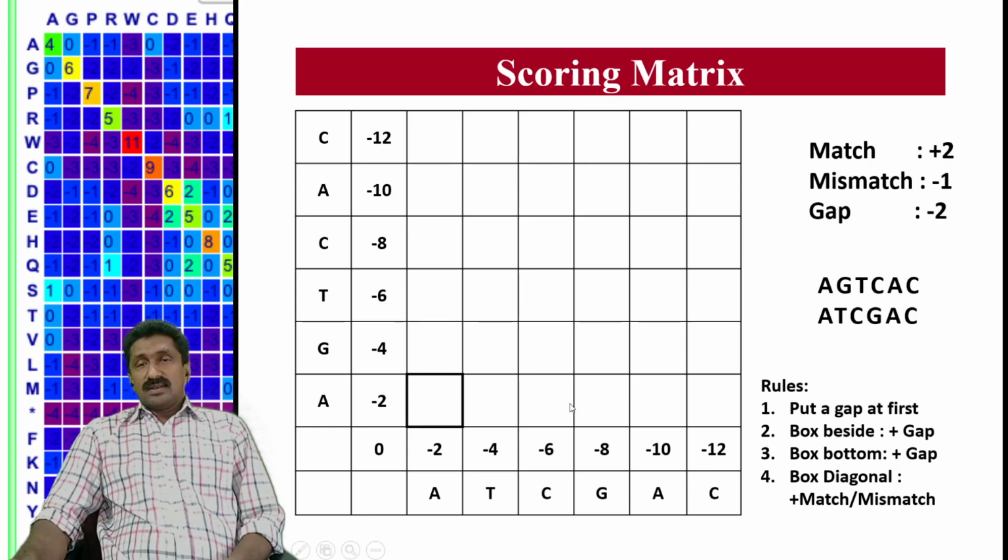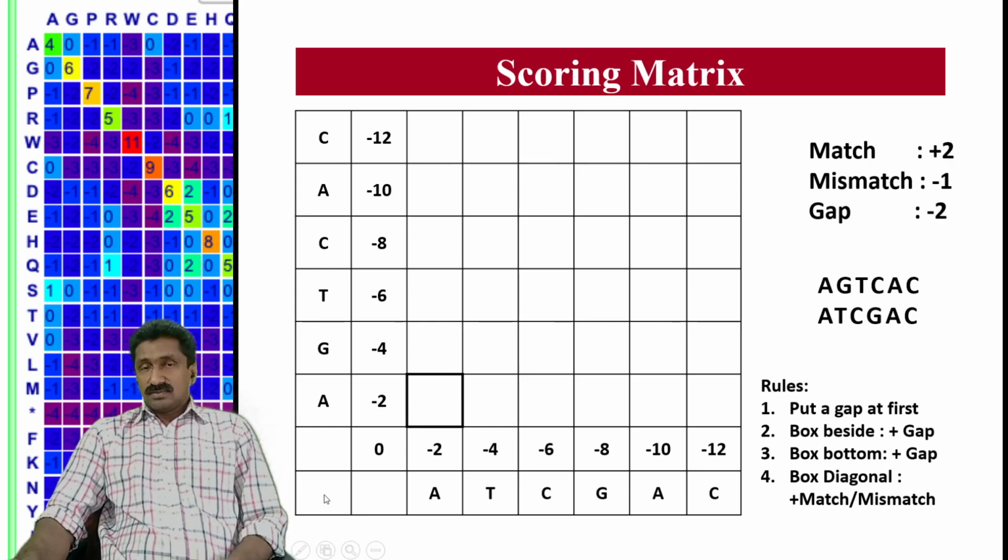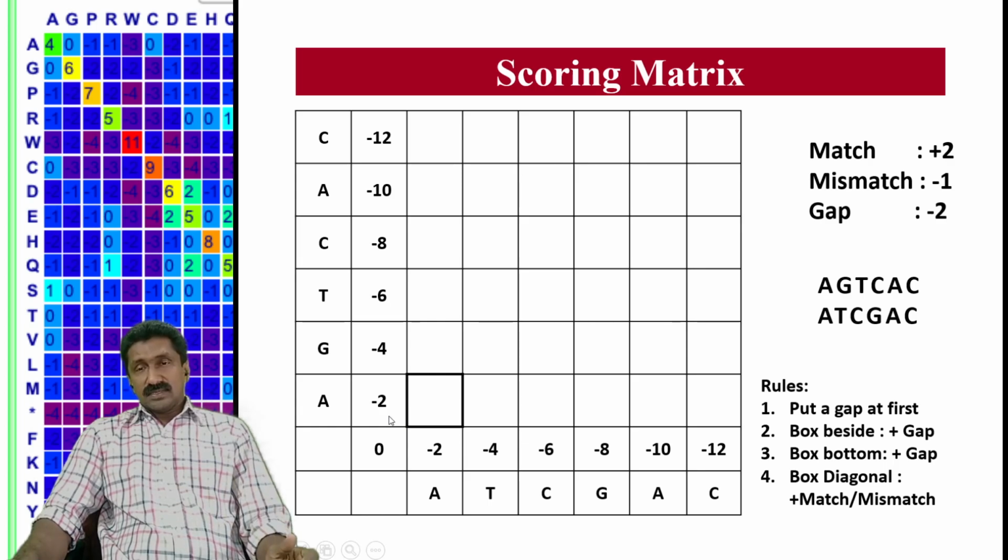Now in this cell, these are the rules which are mentioned. You place a gap at first, this is the first gap of the sequence to be compared, and this is the first gap of the second sequence. So you have to place a gap at first. The box beside is a plus gap, that gap value is -2. The box at the bottom is also a plus gap, so on this side also you have to add a plus gap.